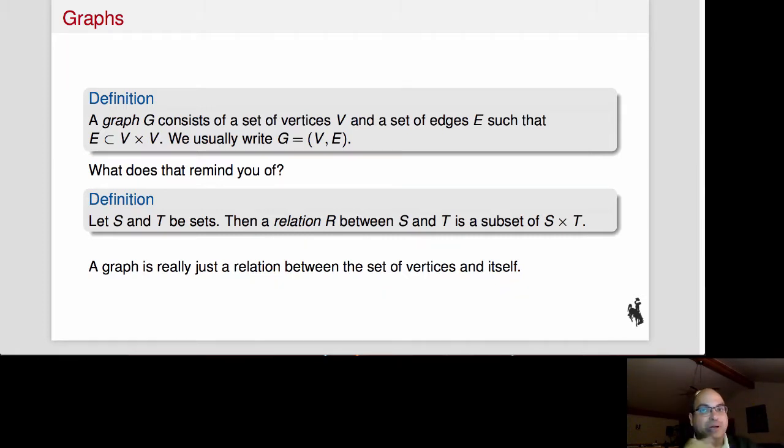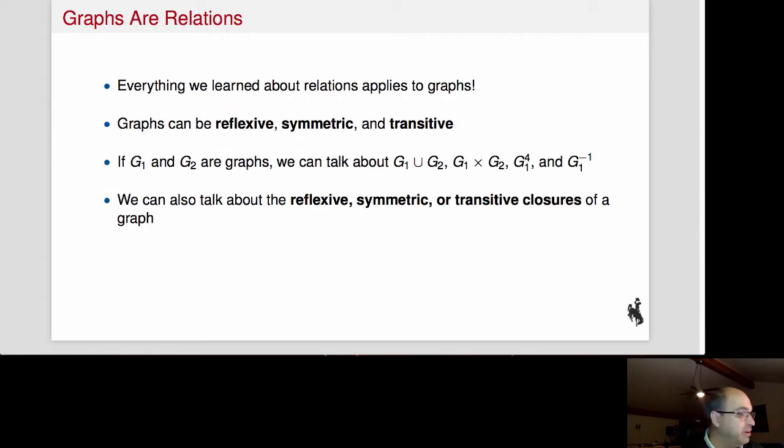That's why when I'm talking about trees and graphs, I don't have to spend a lot of time on graphs, because we spent a lot of time on relations. Everything you learned about relations applies to graphs. So I'm just going to assume that we know all that. So what can we say about a graph? We can say that a graph is reflexive.